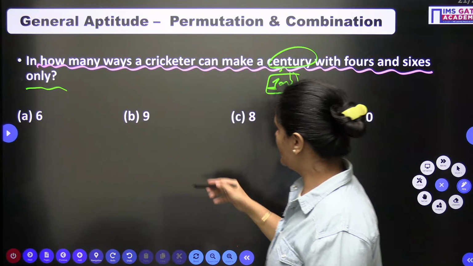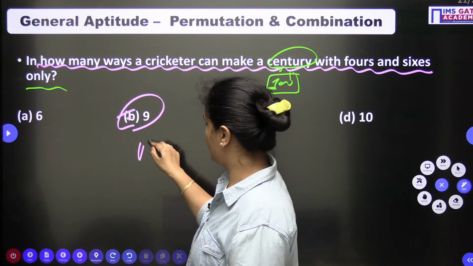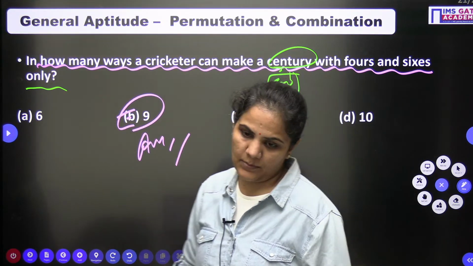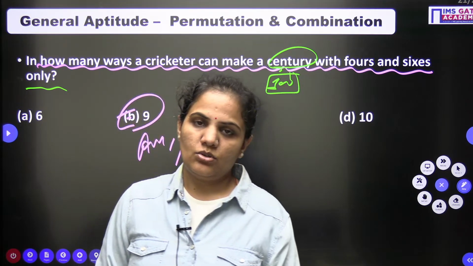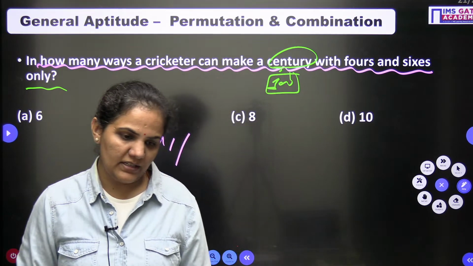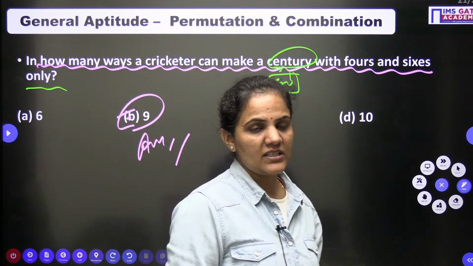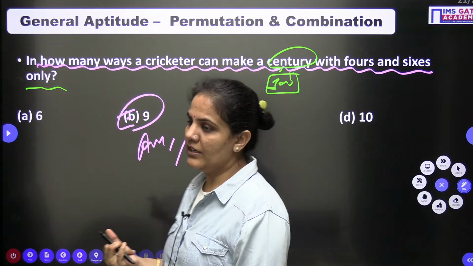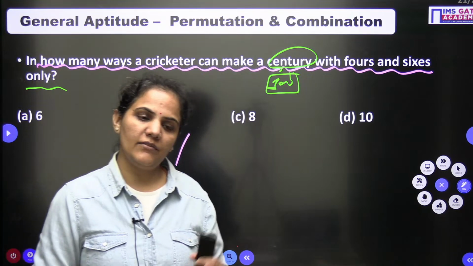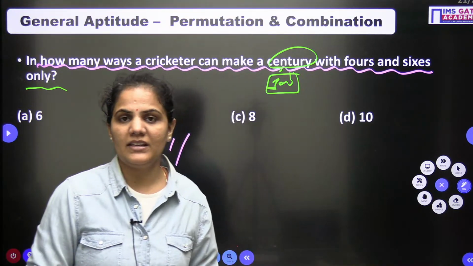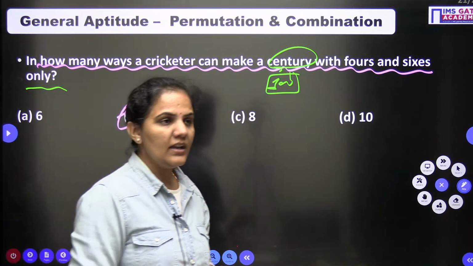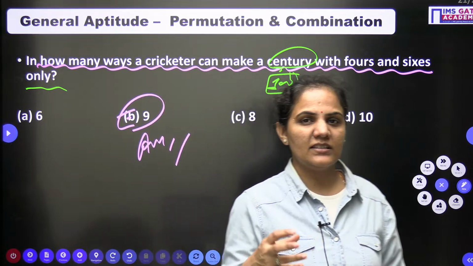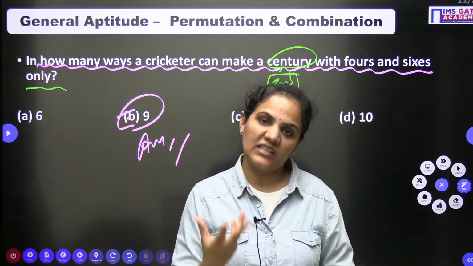So here we need to approach directly. How many possibilities are there? 9 cases are possible. So in this way we can approach it, very easily, very simply. Sometimes we need to use basic sense also, rather than going with the formula. When we follow this, we can very easily approach this one. Ultimately you can see that here the selection of 4s and 6s is only.